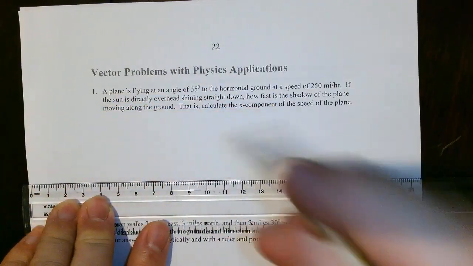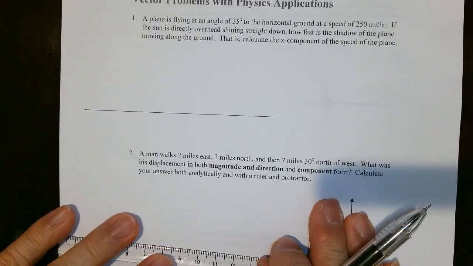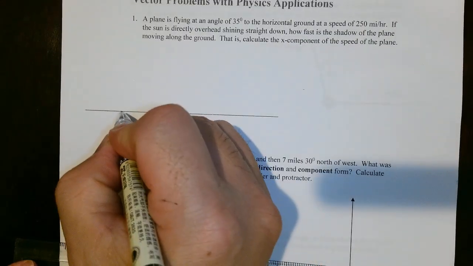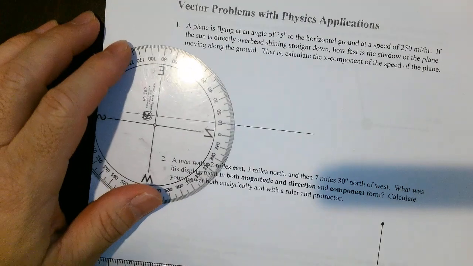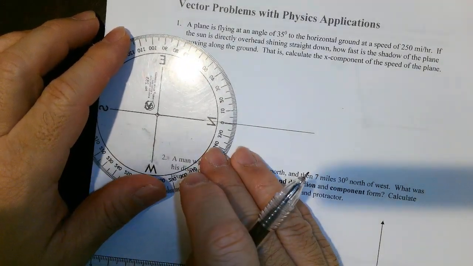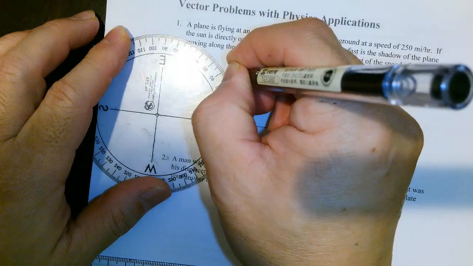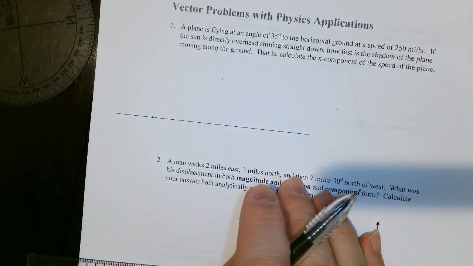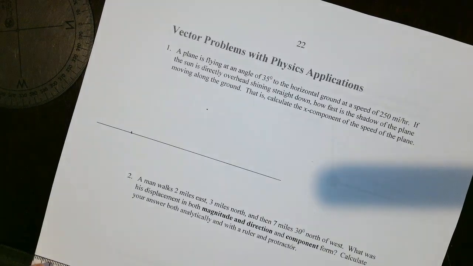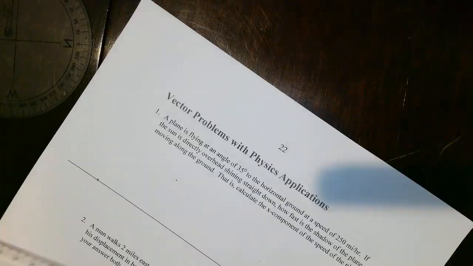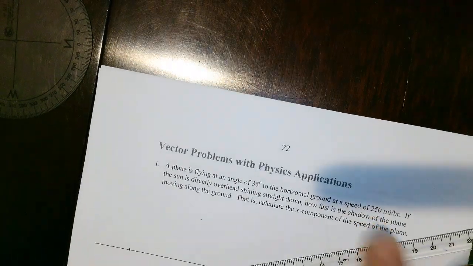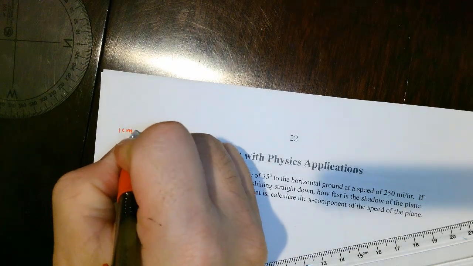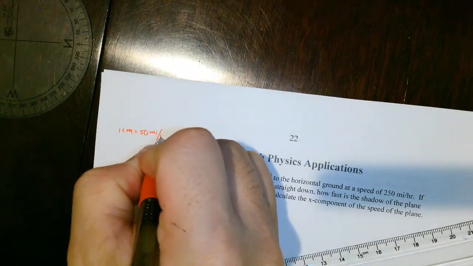All right, so here's the flat Earth, flat ground. And I will be flying at 35 degrees. Now you don't have to do this really accurately. I'm only doing this to show you the visualization. So I am flying 35 degrees from the horizontal at 250 miles per hour. I'm going to say 1 centimeter is equal to 50 miles per hour, so I'm going to draw 5 centimeters along that direction.